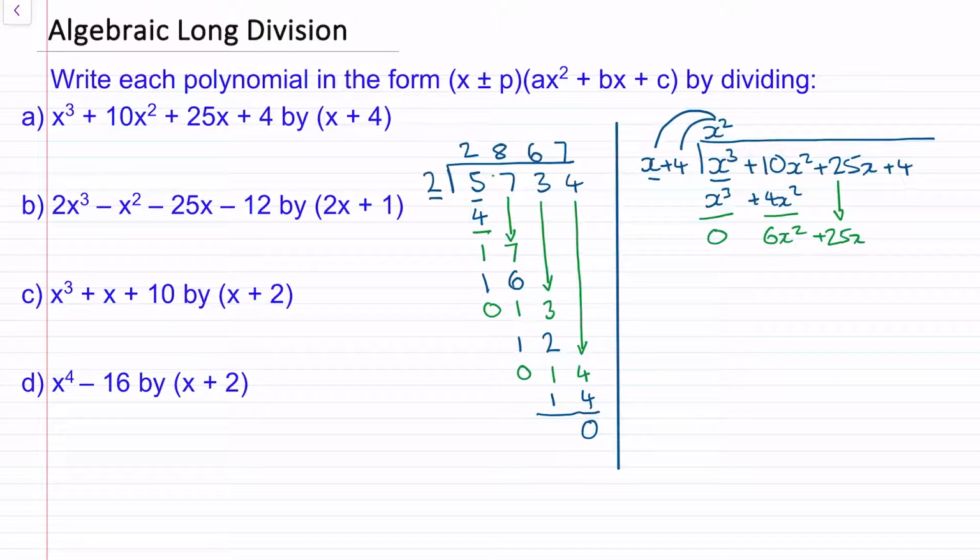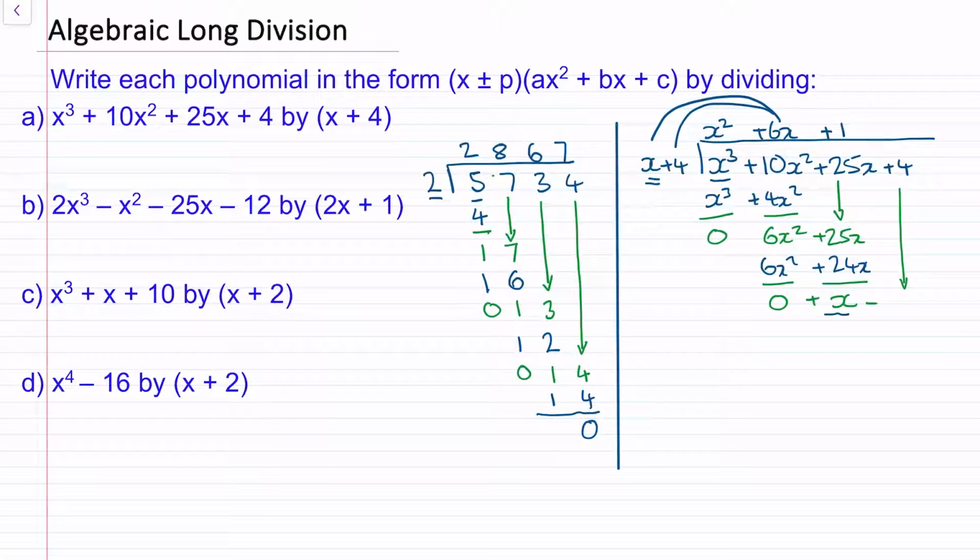So now we'll divide the 6x squared by x, which is 6x. And again, we'll multiply through. So we get 6x squared plus 24x. The difference in the x squared terms is 0, and the x terms is x. Again, we'll divide the x by this x to get 1, and we need to drop down this 4 as well. So x plus 4.